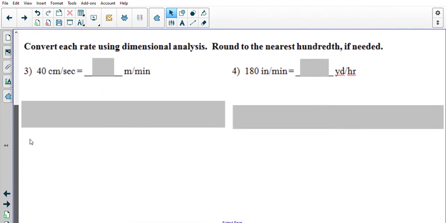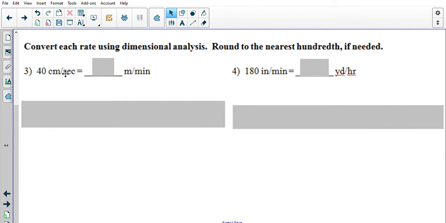I'm going to just walk through the examples that aren't already completed for us, but feel free to look at the examples above, numbers 3 and 4 as well, to help you. So number 3, I'm converting 40 centimeters per second to meters per minute. And you might also wonder, when is this useful?